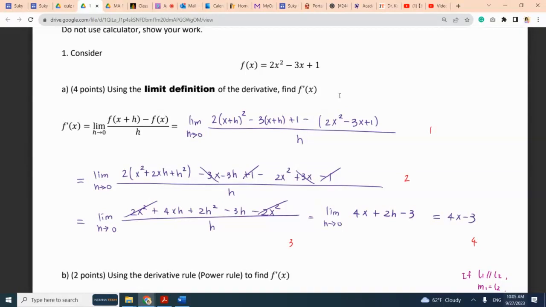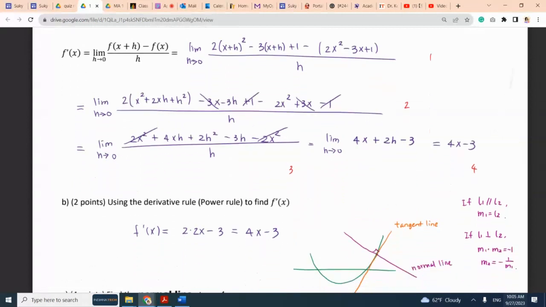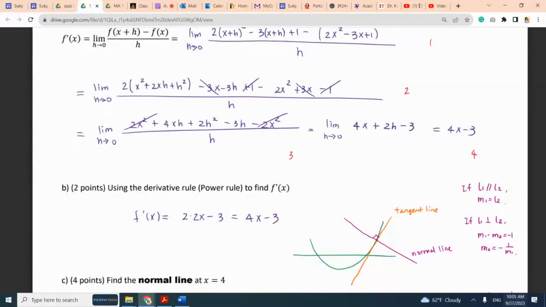Okay? Alright. So that's why we can factor out the h and cancel with the denominator. Right? So we got 4x plus 2h minus 3, and we let h go to 0. So the answer is 4x minus 3. Okay, everybody? And part B, use the derivative rule, which is the power rule we learned last time.